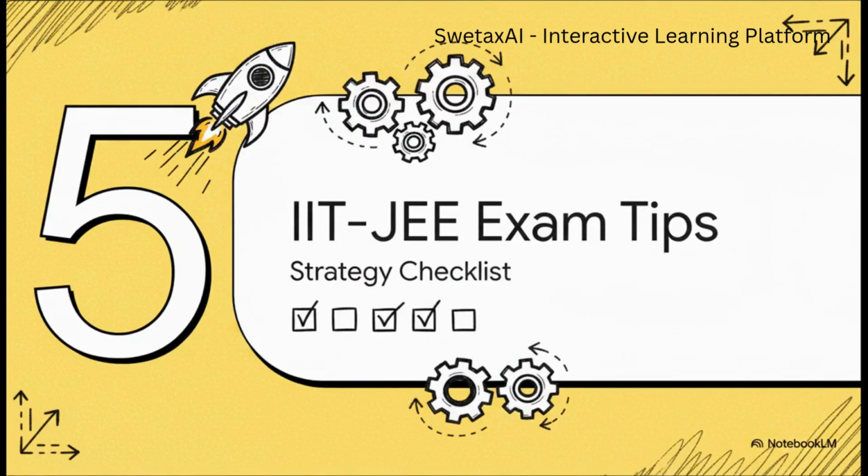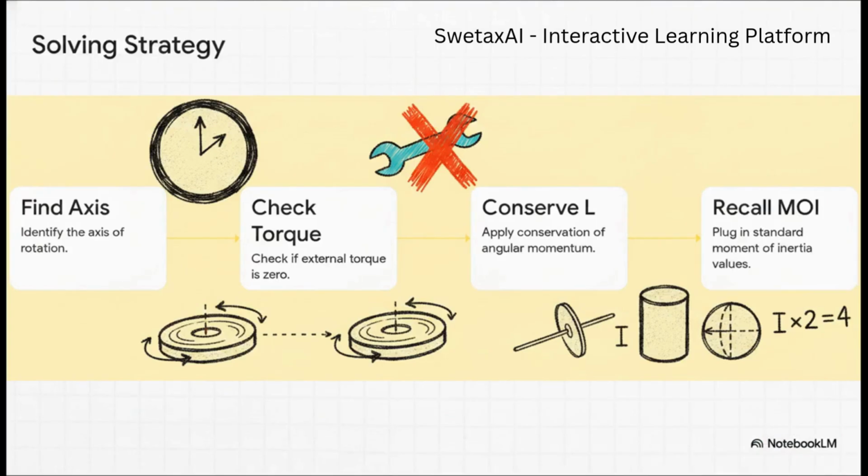Okay, let's wrap this up with Section 5, Essential IIT JEE Exam Tips. We're going to translate all these theoretical building blocks into a highly practical attack plan for your exam. When you face a daunting IIT JEE problem, do not panic. Just follow this systematic checklist. First, always identify your axis of rotation. Everything hinges on that. Second, scan the problem to see if any external torque is acting on the system. Third, if that external torque is 0, instantly apply the conservation of angular momentum. And finally, plug in your standard moment of inertia values. This 4-step process breaks the most terrifying mechanics questions down into highly solvable chunks.